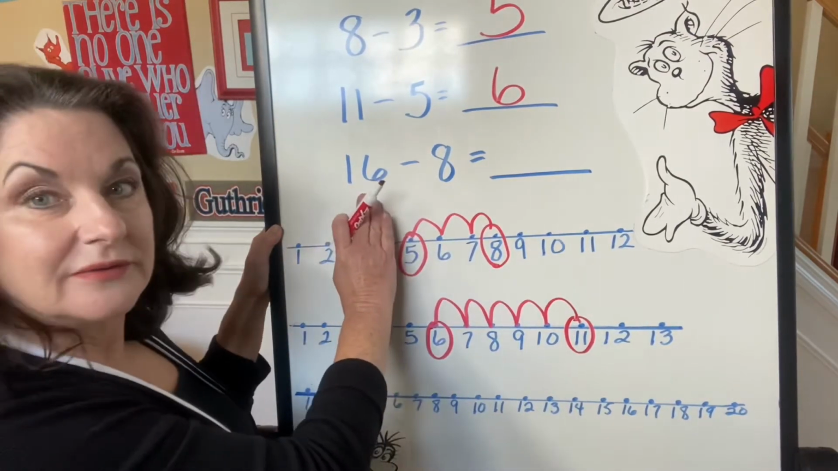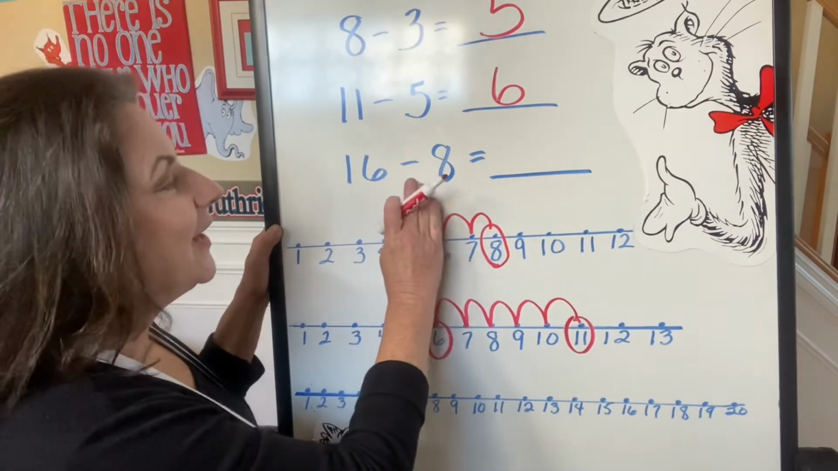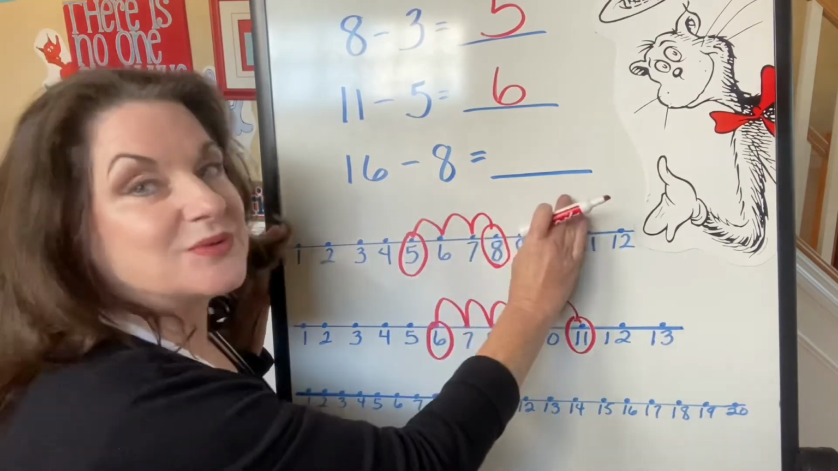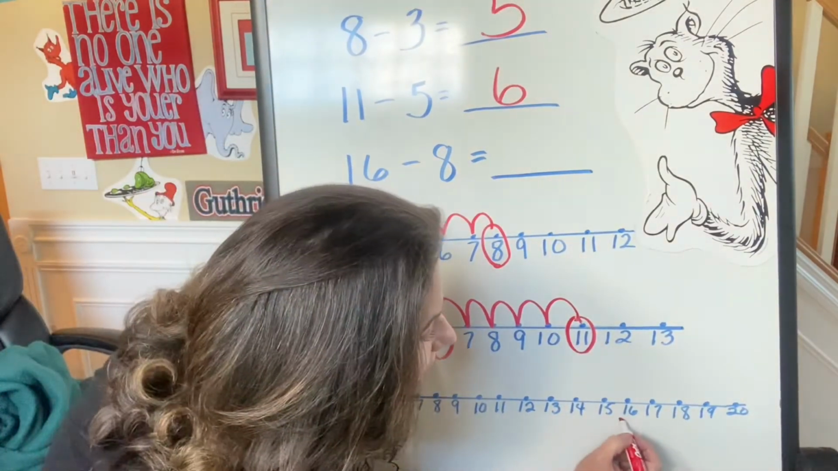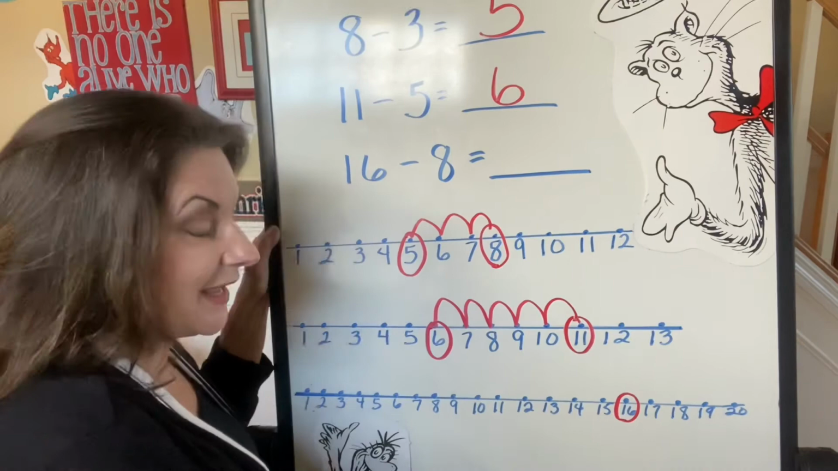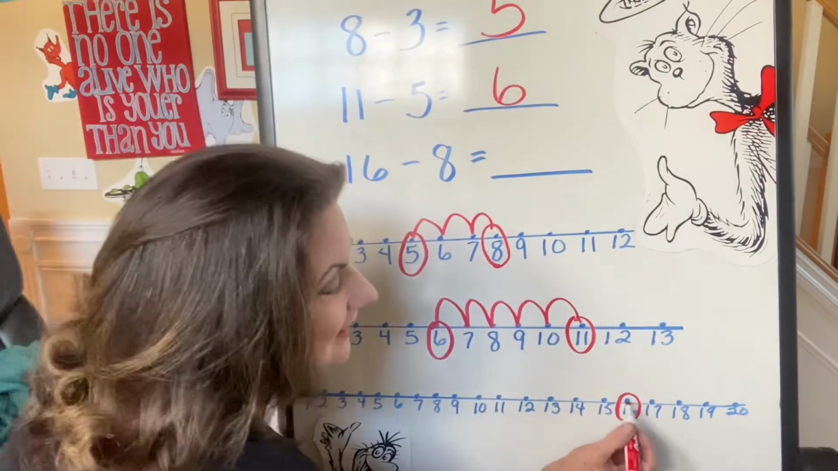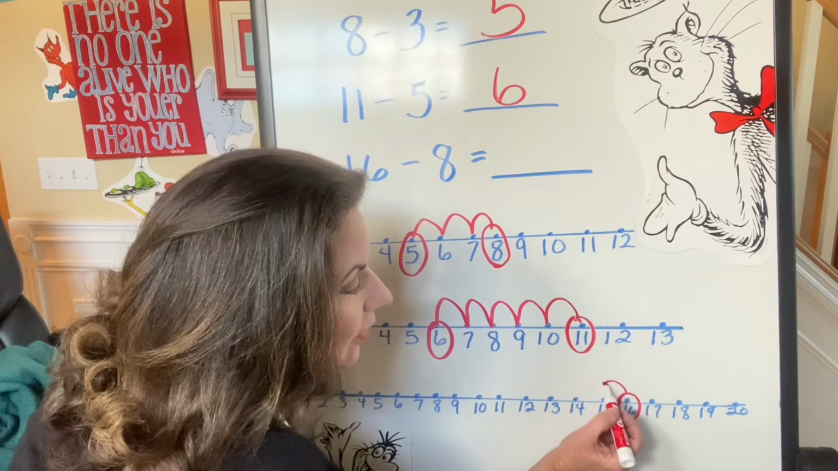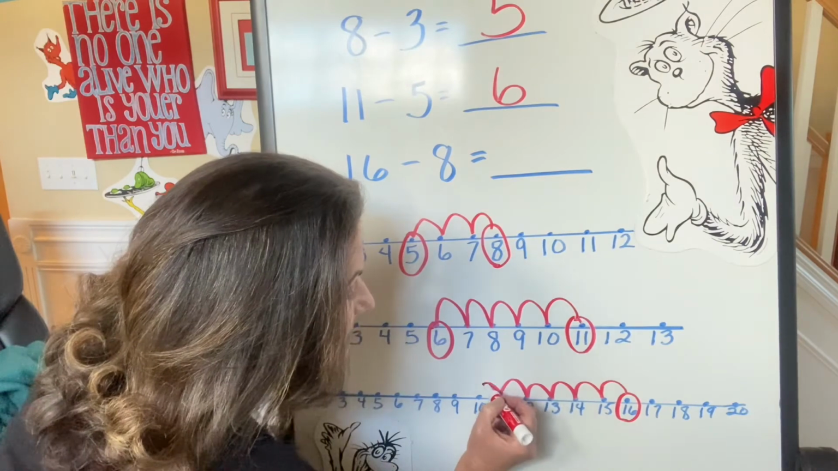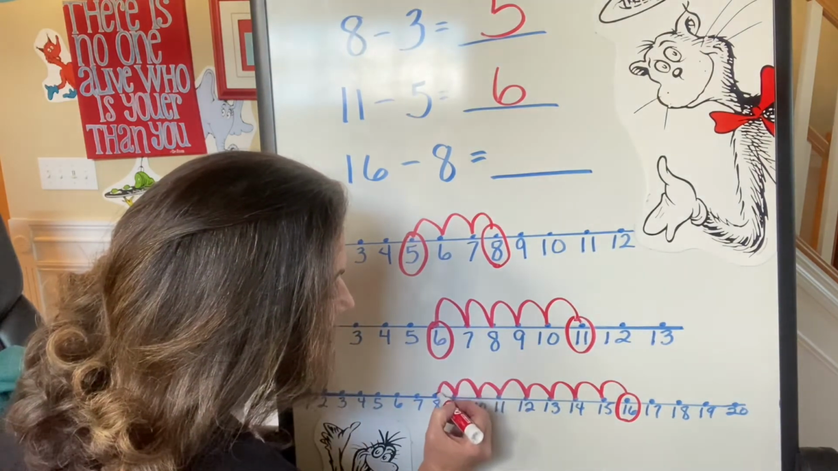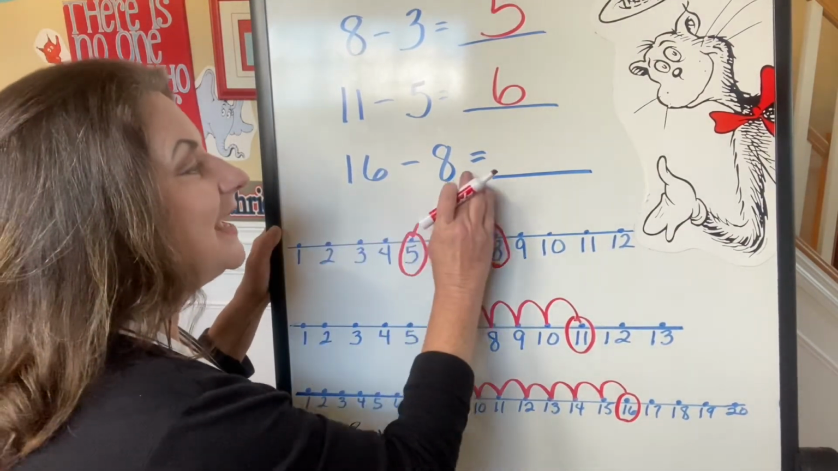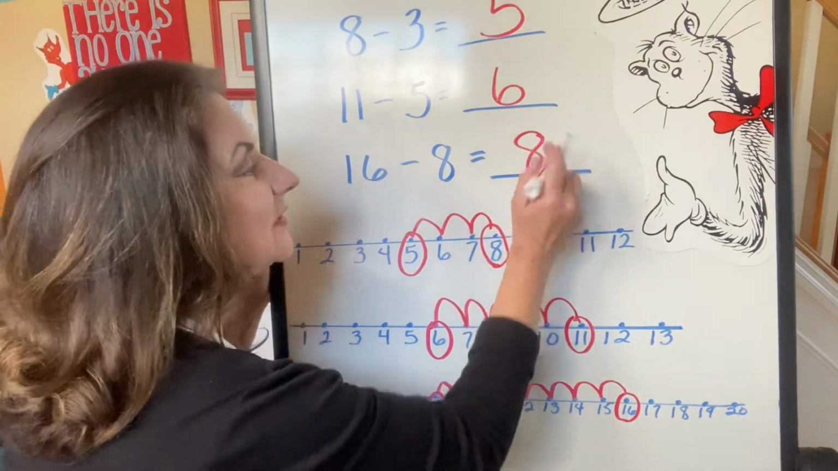All right, one more. We're going all the way to 16, and we're going to subtract 8. 16 minus 8 equals blank. Let's try it. We're going to start all the way here at 16. I made my number smaller here because I made my number line go further. I'm going to subtract 8. That means that I'm going to hop back 8 places. 1, 2, 3, 4, 5, 6, 7, 8. And I end up on 8. 16 minus 8 equals 8. I can fill in my equation.